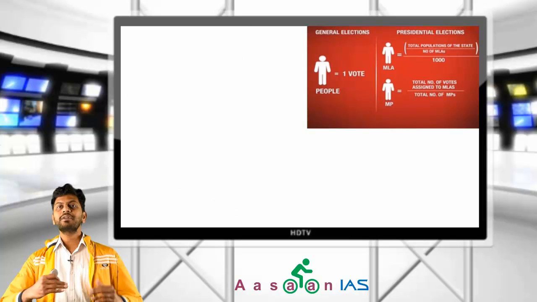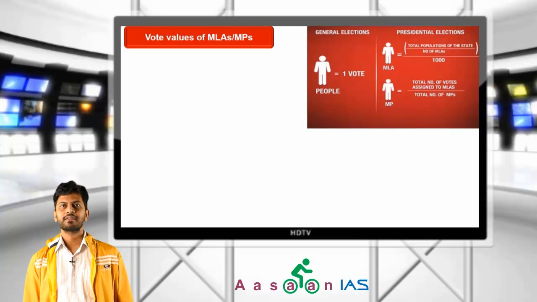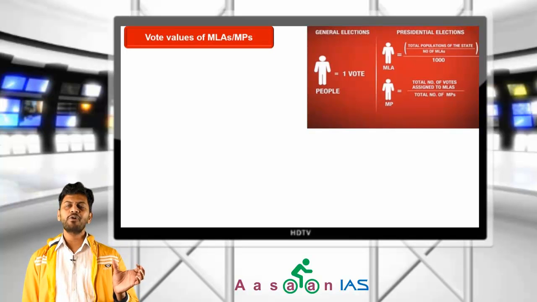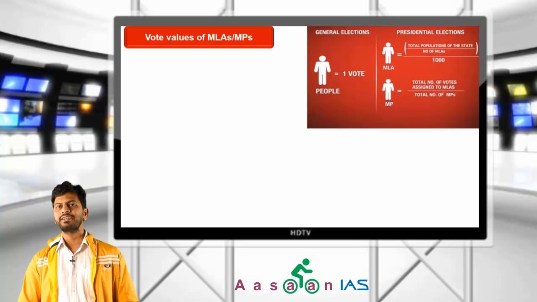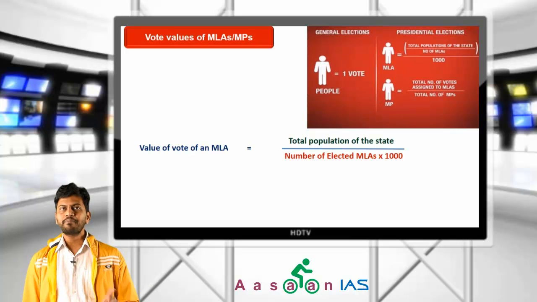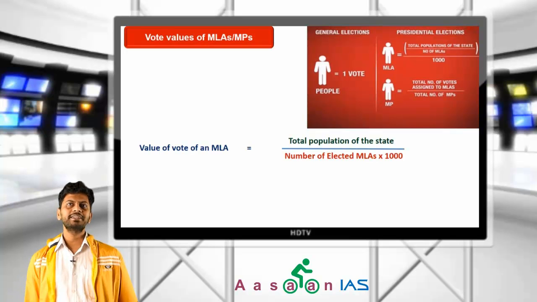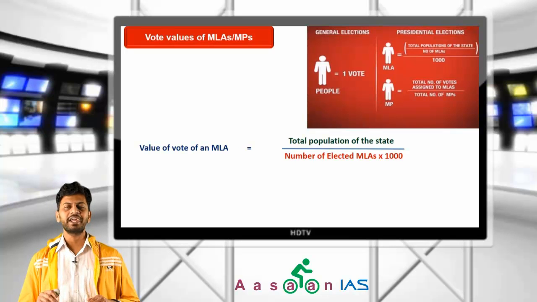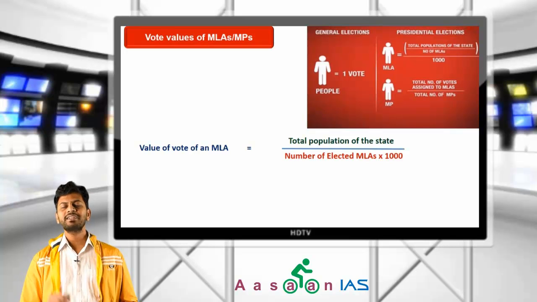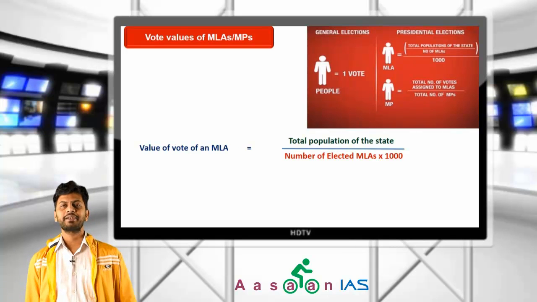Now we talk about the manner of this election, how this election will be held. First we understand the vote value of MLA and vote value of MP. They have different vote values; the vote value of all MLAs is also not the same. Don't mug up, try to understand this. Value of vote of an MLA is equal to total population of the state divided by number of elected MLAs in 2000. No need to mug up at all. Let me take an example to make you understand better.